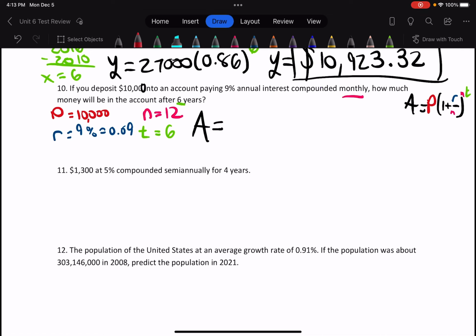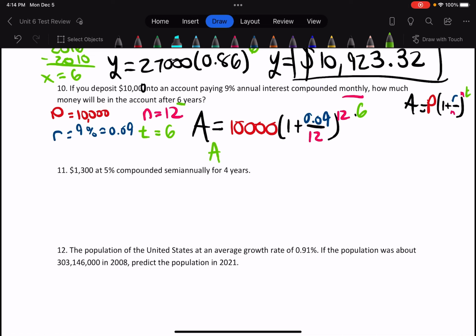I now can plug everything into my calculator. So I've got my principal at 10,000, substituting these values into the original equation. Then 1 plus my rate of 0.09 divided by the number of times it compounds per year, which is 12. And I'm going to raise this to the power of 12 multiplied by the 6 years. So in my calculator, I've got 10,000, open parentheses, 1 plus that fraction button. My numerator is 0.09, my denominator is 12. I'm going to get out of the fraction and close my parentheses, and I'm raising this to the power of 12 times 6.